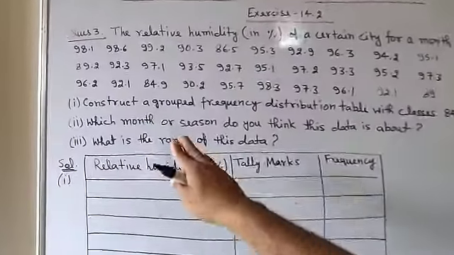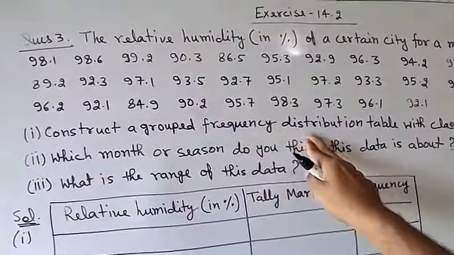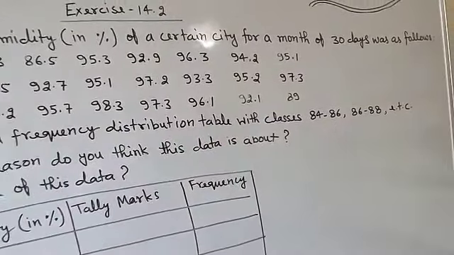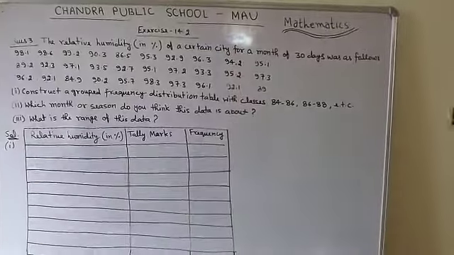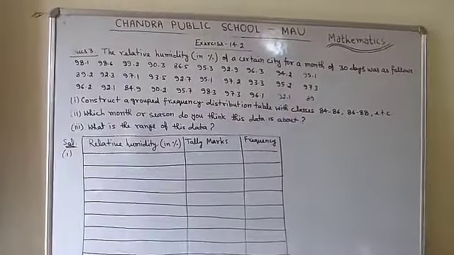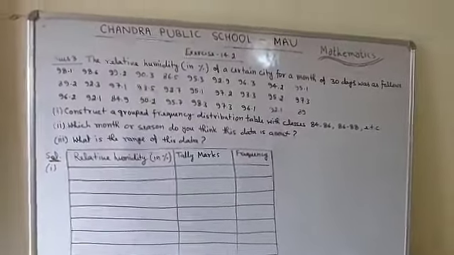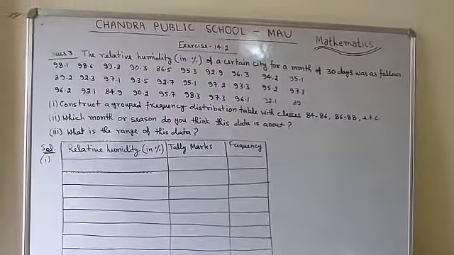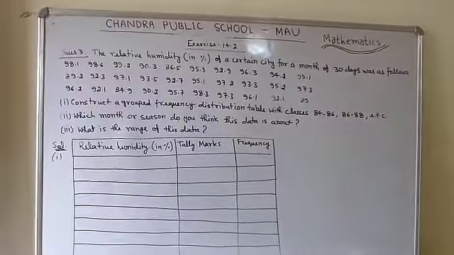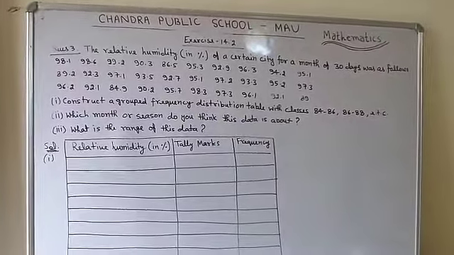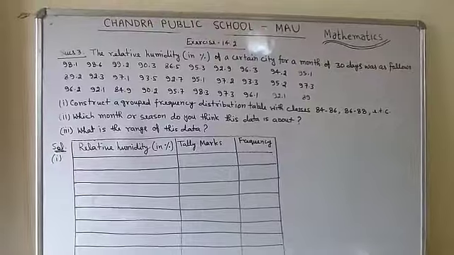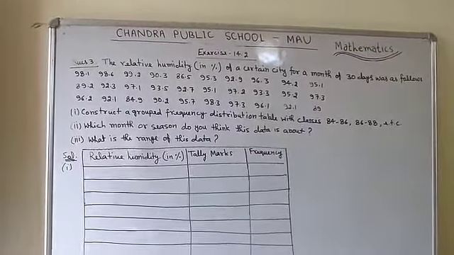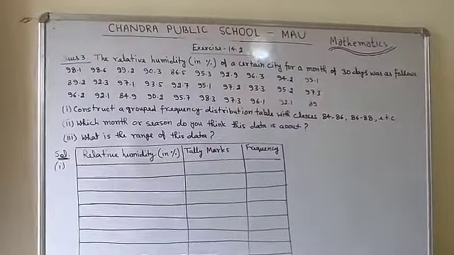In the question, the first part asks to construct a group frequency distribution table with classes 84 to 86, 86 to 88 and so on. In question number 1, that was simply a frequency distribution. Now it is the group frequency distribution. I had explained that there are two types of representation of the data: one is simply frequency distribution and the second is group frequency distribution. Now I am going to explain how to represent the group frequency distribution.